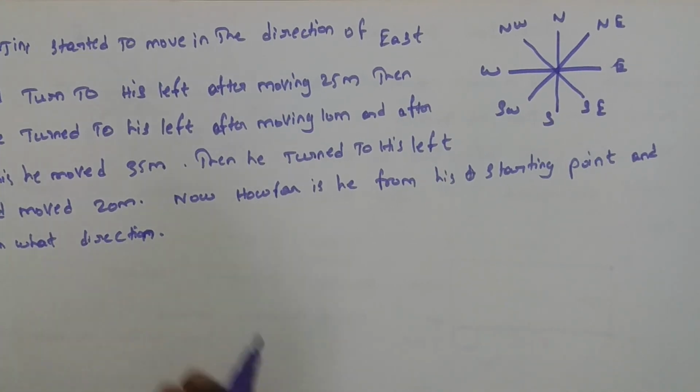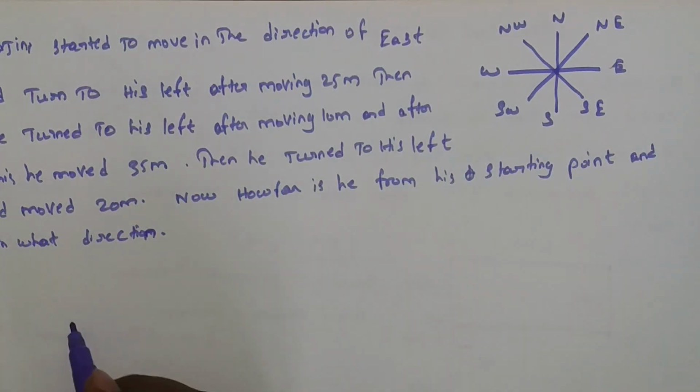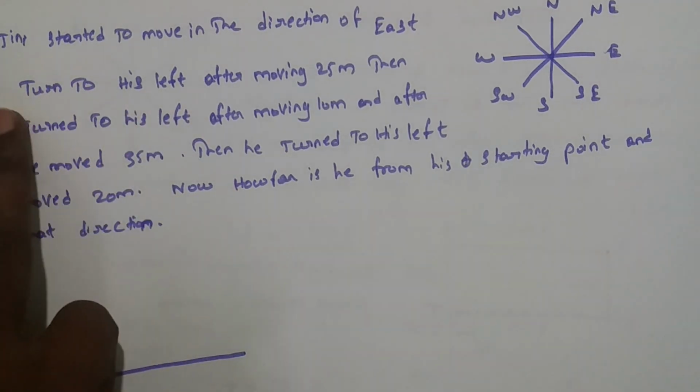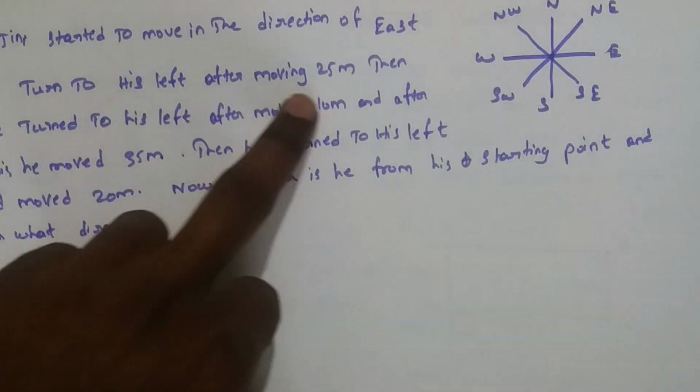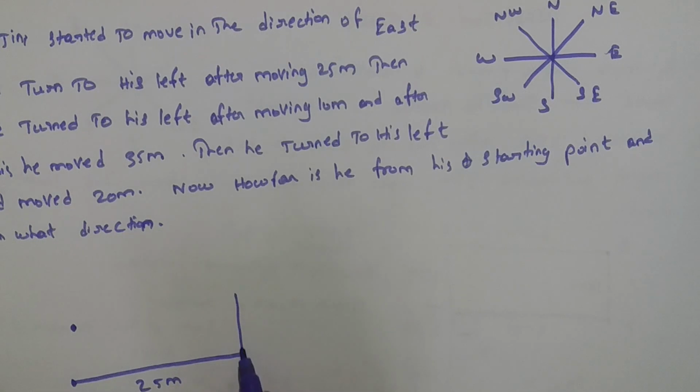Now here we will see, Rajni started to move in the direction of east. Rajni started here. He started to move in the direction of east and turned to his left after moving 25 meters. అంటే ఈ 25 meters మూవ్ అయిన తర్వాత అతను లెఫ్ట్కి టర్న్ అయ్యాడు. After moving 25 meters he turned to his left.